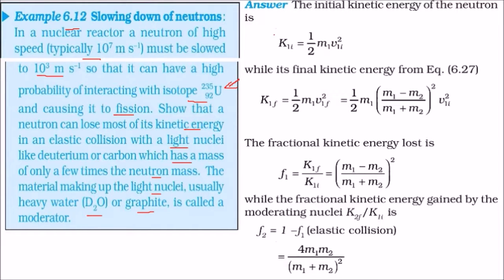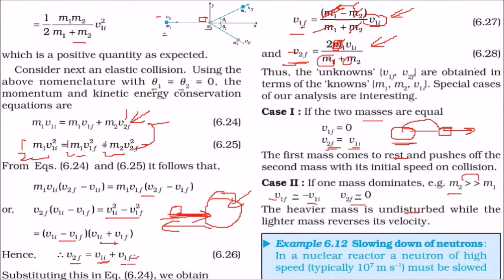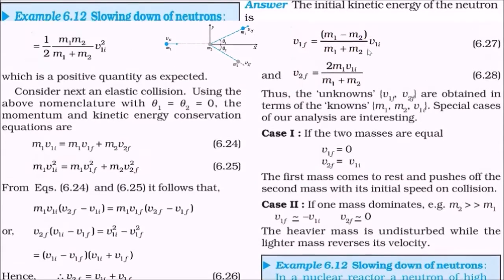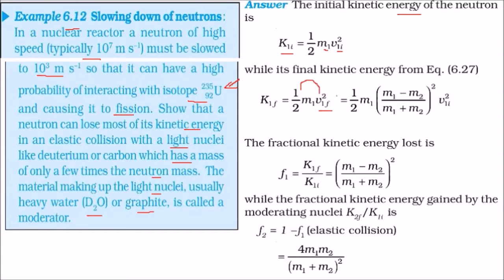The question is like this. Let us see one by one the initial kinetic energy of the neutron. Say K1i will be half m1 v1i square. What is the final kinetic energy? K1f is half m1 v1f square, the final velocity. This we will take from this equation, V1f. But here we are going to take v1f from the equation we just saw: (m1 minus m2) by (m1 plus m2) whole square in terms of v1i. So the fractional kinetic energy loss will be, just divide K1f by K1i. So you get some equation like this. This is simply a rearrangement.